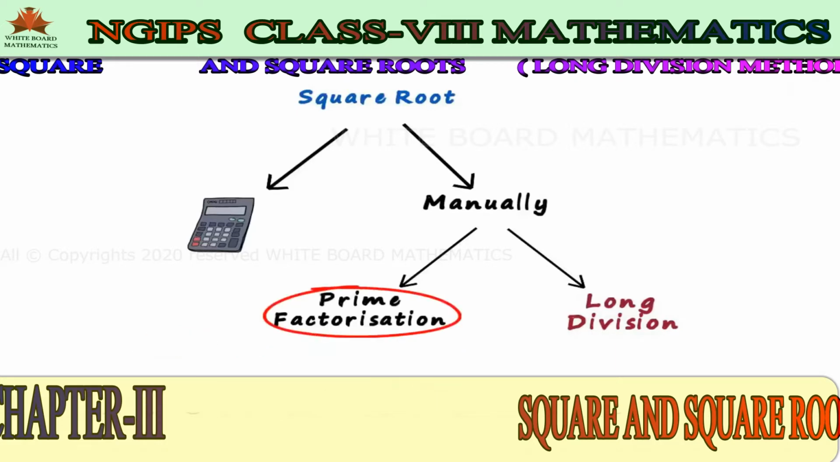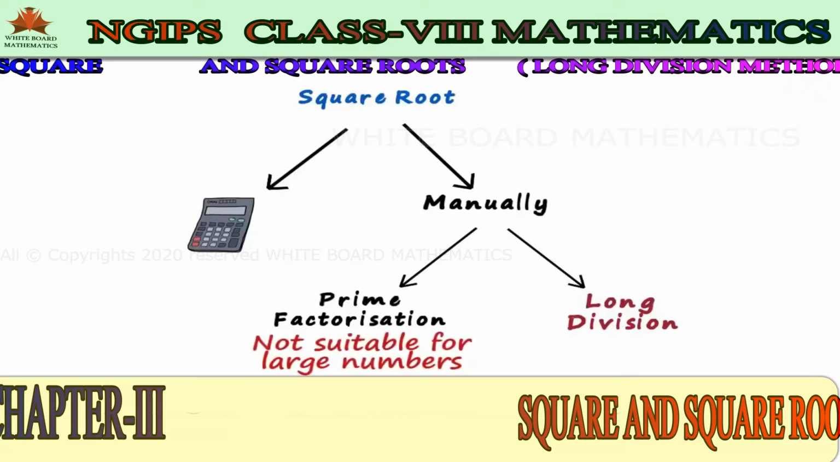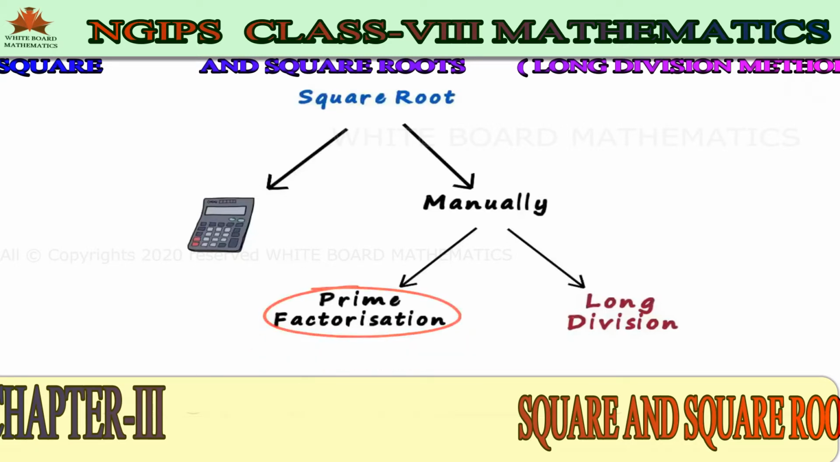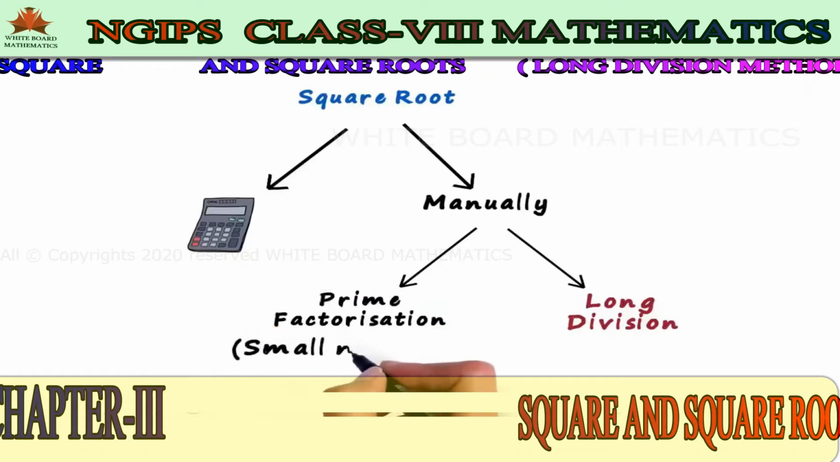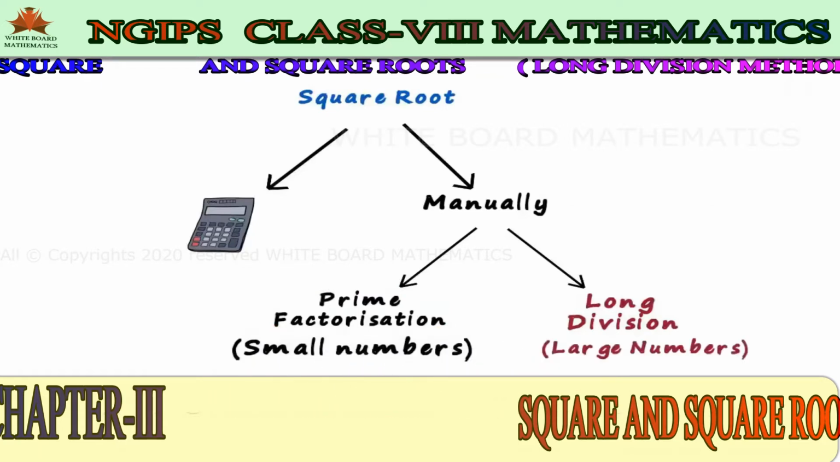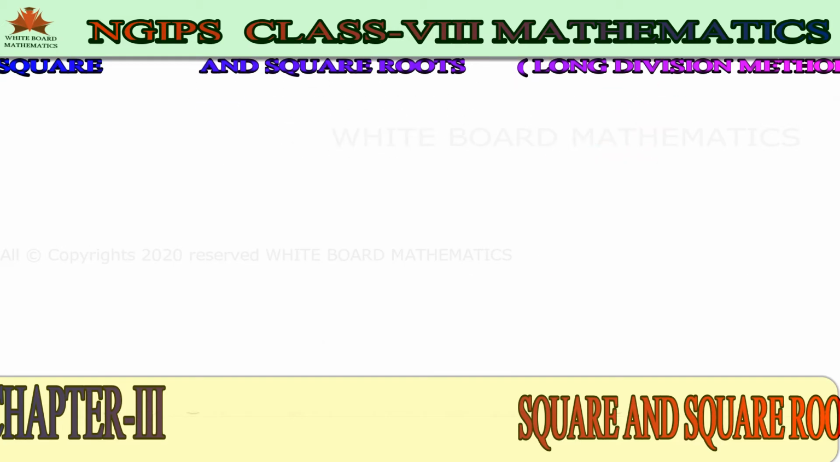But why can't we just use prime factorization every time? Well, if a number is large, it will take us a lot of time to reduce it to its prime factors, and the chances of going wrong are very high. Hence, prime factorization is very useful only for small numbers, and for large numbers we can use the long division method. Let's solve a couple of examples to understand how the long division method works.